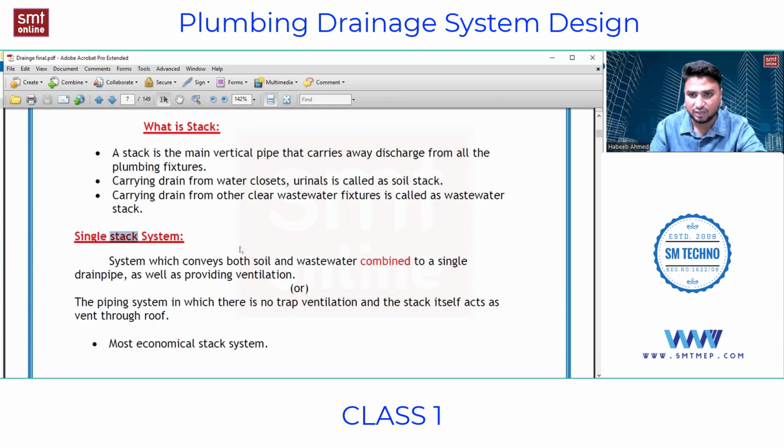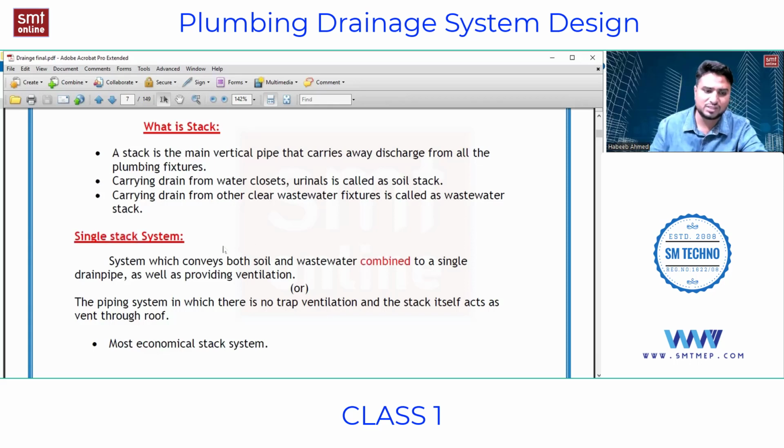That means the drain from the WC, urinal and bidet, and not only this, but also the wastewater generated from fixtures like the laboratory and bathtubs, is carried along in the same vertical pipe. So there is one common pipe, a vertical pipe or stack, to dump the sewage as well as the excreta. That is why it is called a single stack system.